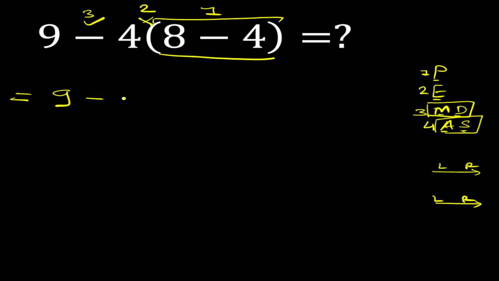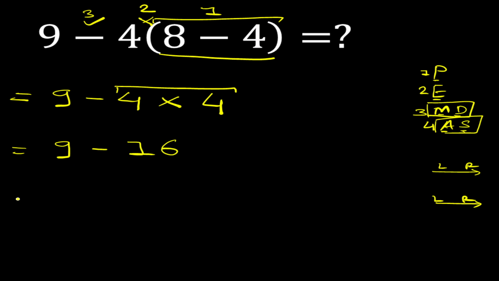So 9 minus 4 times, 8 minus 4 is equal to 4, right? Now second priority is multiplication. So 9 minus 4 multiplied by 4 is equal to 16. Now 9 minus 16 is equal to minus 7, right? So the correct answer is minus 7.